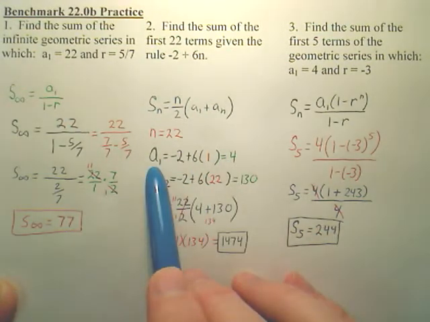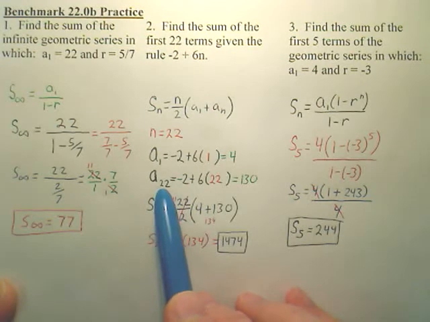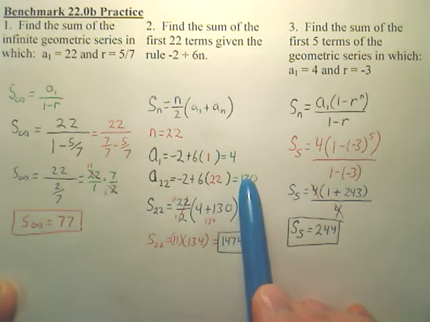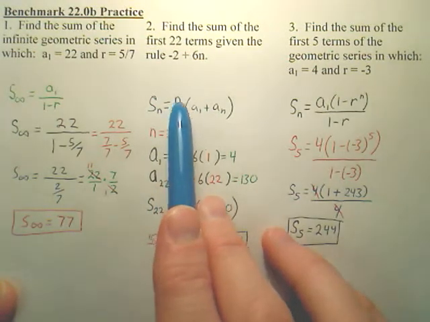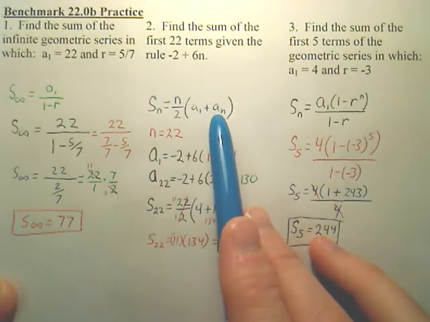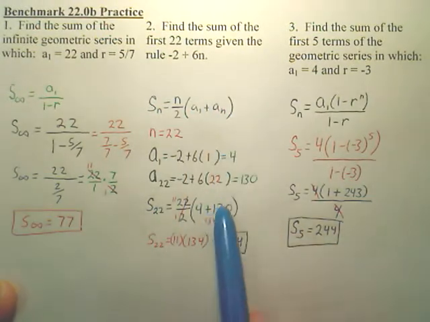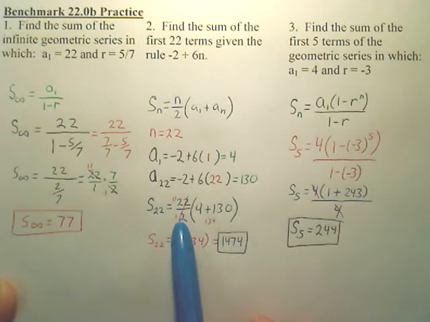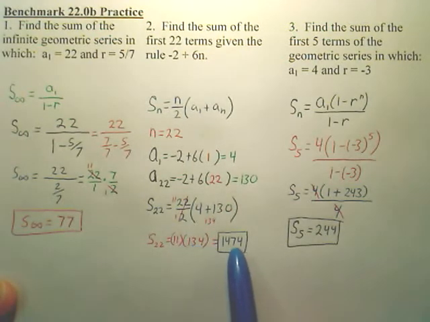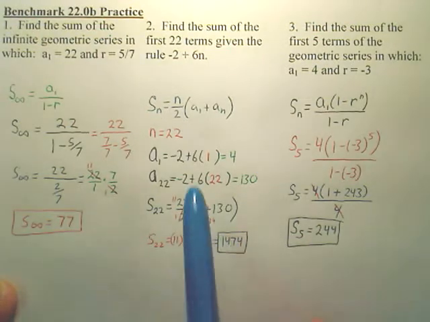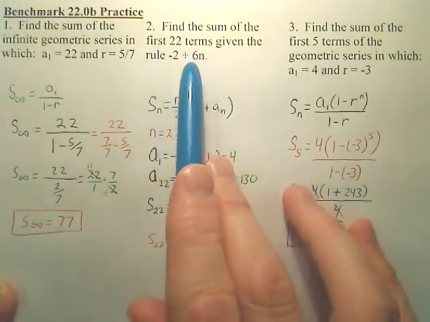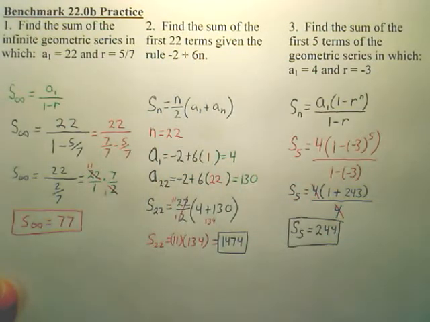First term, 22nd term, which is my last term. So when I plug it all in, n is 22, 4, and 130. Do the math. That reduces. 11 times 134 is this amount, 1474. That would be the sum of 22 terms using this rule. Okay, this one does take a little bit of work to figure out.